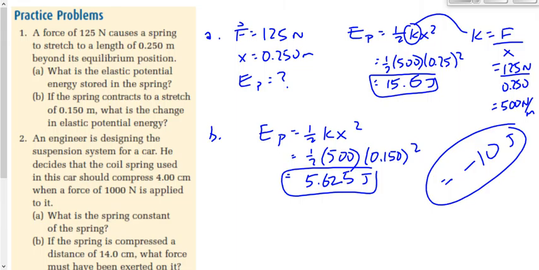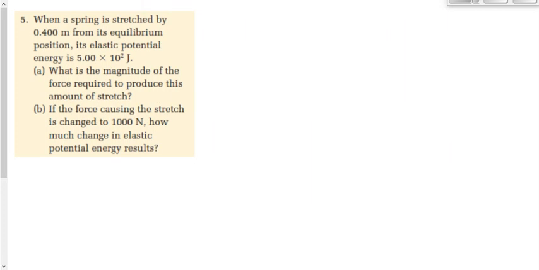The other one on that set on page 301 that we wanted to go over was question number 5. Number 5 says, this is a good question actually. When a spring is stretched by 0.4 meters from its equilibrium position, its elastic potential energy is 500 joules. What's the magnitude of the force required to produce this amount of stretch? Zach told me in the last question that there's two equations that I'm allowed to use here. F is equal to kx and EP is equal to 1/2 kx squared. That doesn't change here either. Same two equations we're allowed to use for this problem as for that other problem. We're going to use them a little bit differently though.